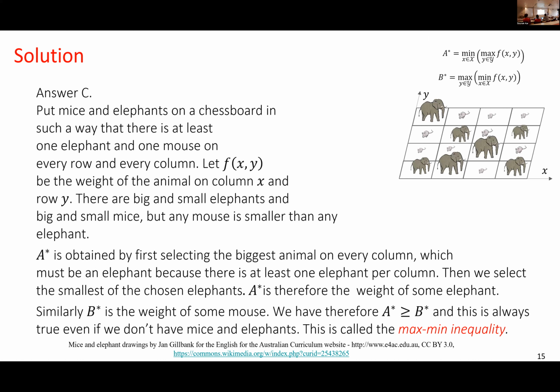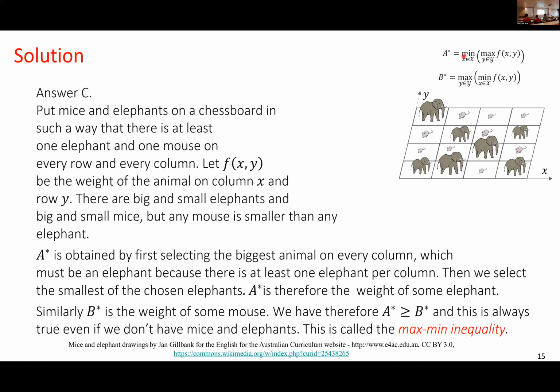When you change the order, what do you do? Now I do the same game, but opposite. I fix y, for example, here. I take the min. The min is the smallest mouse. And then I take the max of what I had over all the rows. So that's always a mouse. So the max of the min is the smallest mouse that was elected here. And here the min of the max is, sorry, the largest mouse that was elected here.